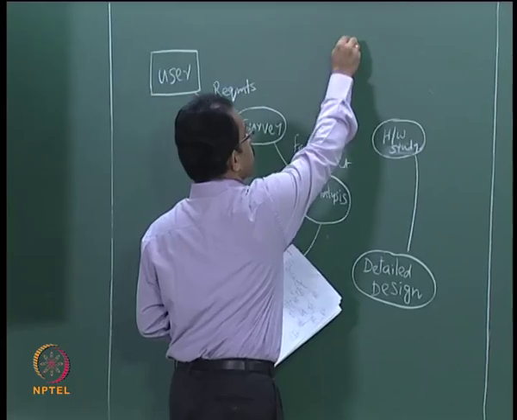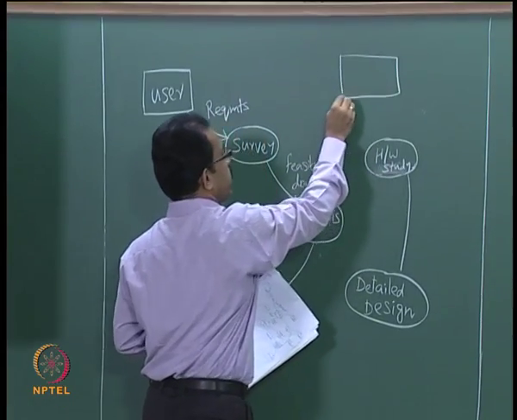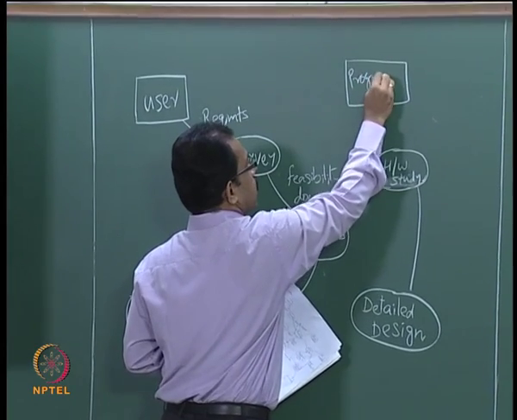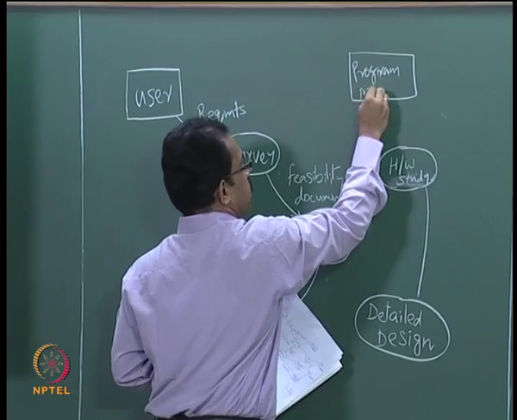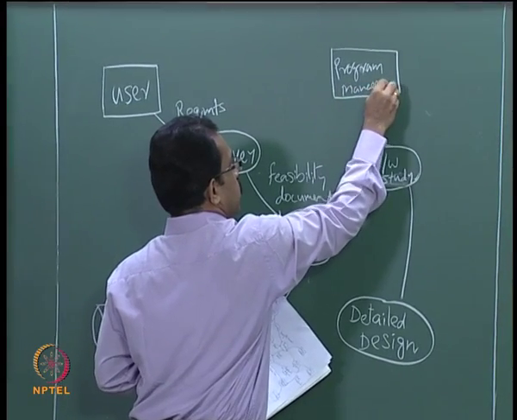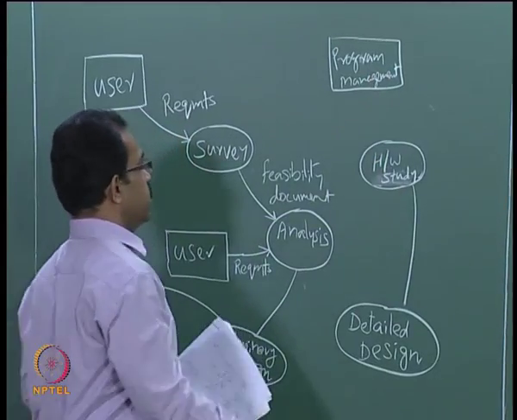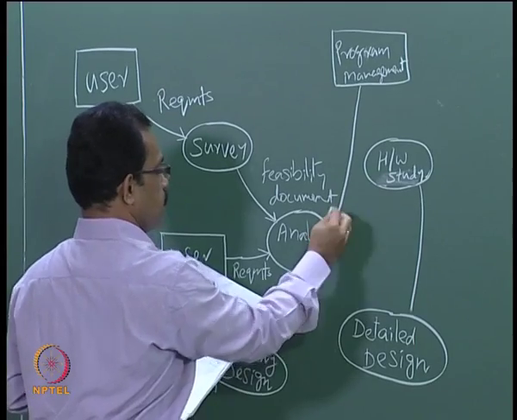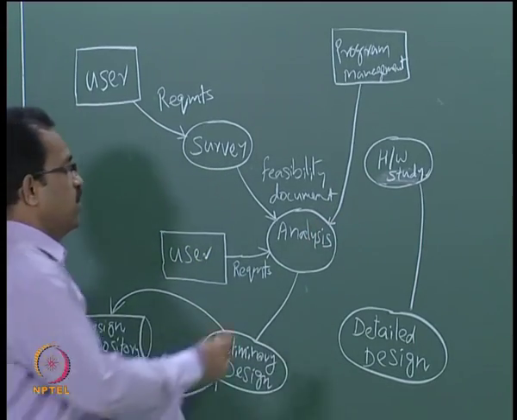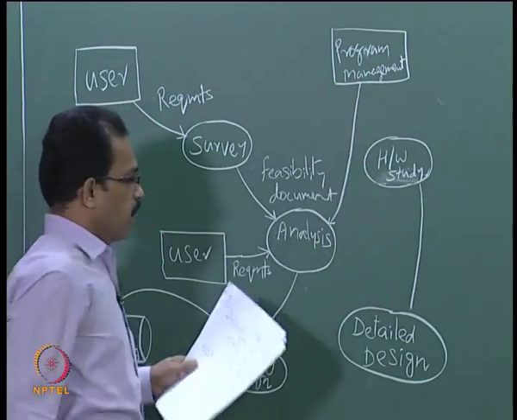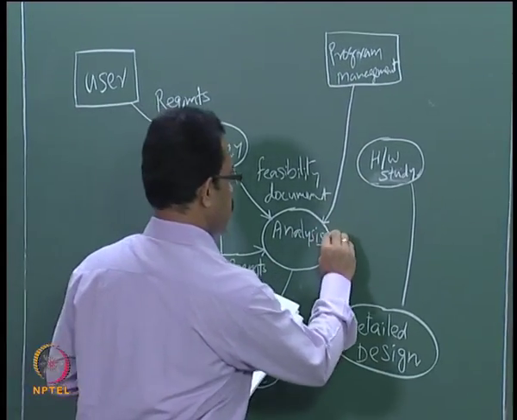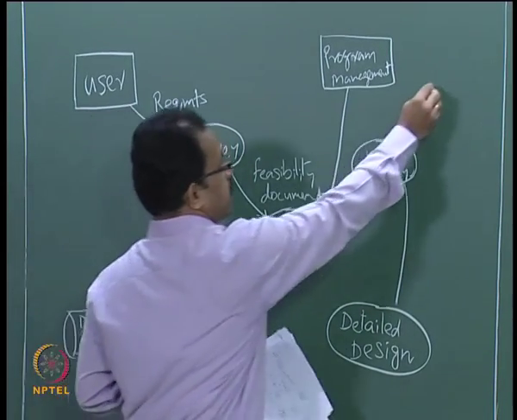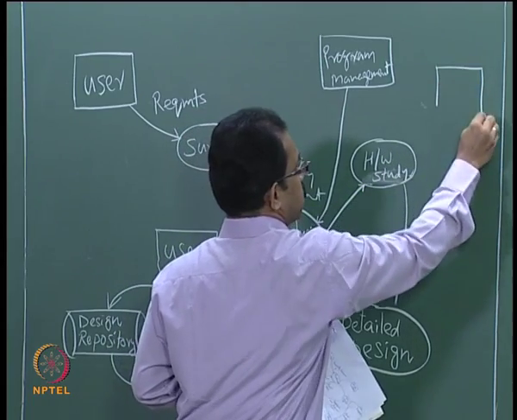And then there will be another terminator, known as program management, which decides about the various strategies for the program or the design. So this is the program management. This is another entity which will interact directly with the analysis team, giving directions on how to proceed with the design. Then, based on the analysis, we will have the hardware study, and there will be other entities like hardware suppliers.